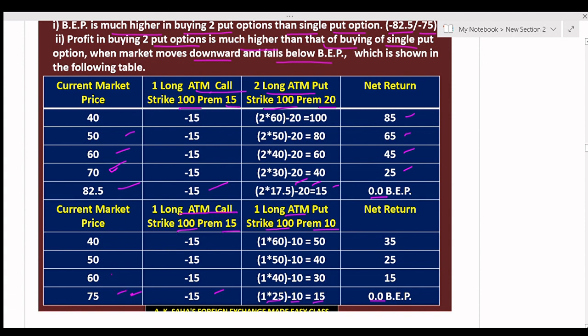Now it comes down to 60, then profit will be 15, whereas at the point of 60 in the two put option buying strategy, the profit is 45. Here it is 15. Now at 50, the profit is 25, and here it is 65. And for 40, the profit will be 35, and here it is 85. So if you compare the profit of two put options, you will see that the profit is much higher than the single put option buying.